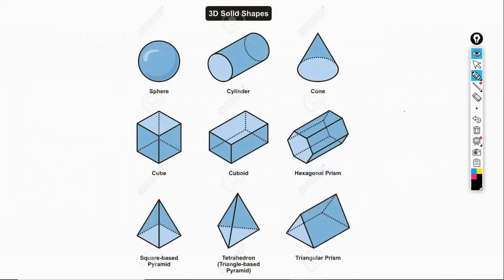Okay, so here we are on the next slide, and the next slide is about 3D solid shapes. Now, in the IB exam, they expect you to be able to find volumes and also the surface area of these different 3D solid shapes, like the sphere, the cylinder, the cone, the cube, the cuboid, the hexagonal prism, the square base pyramid, the tetrahedron or triangular base pyramid, and the triangular prism.